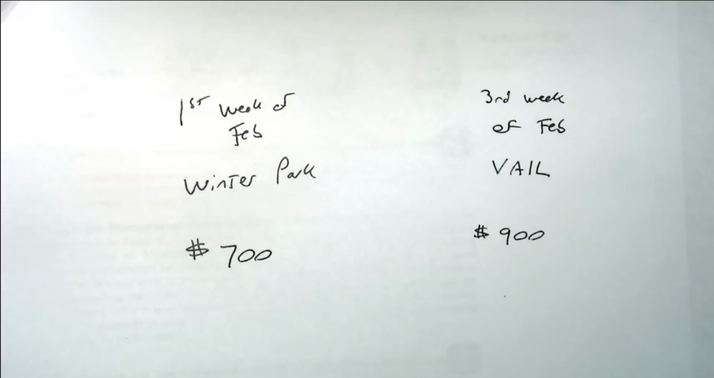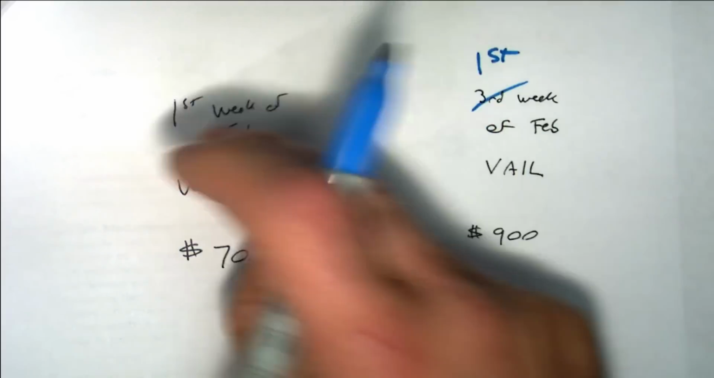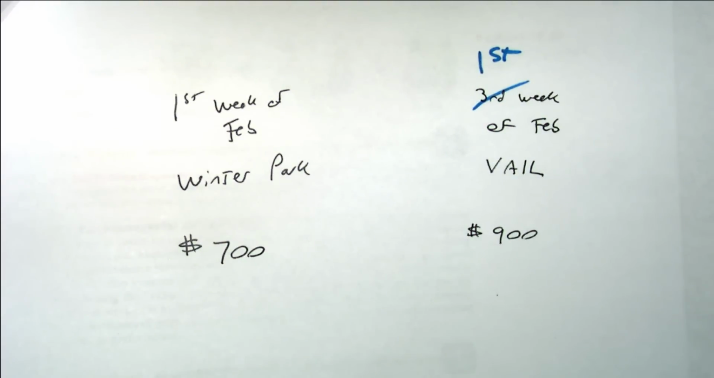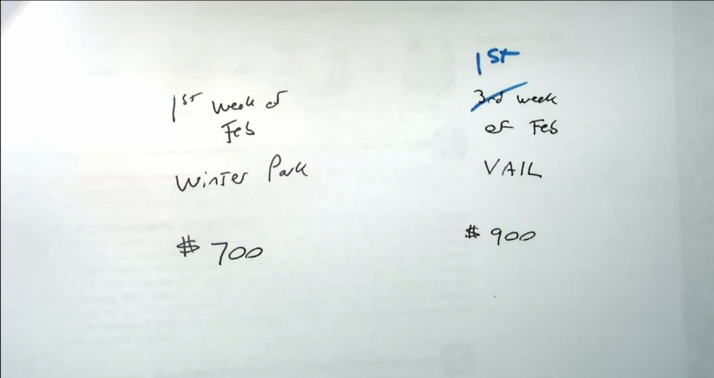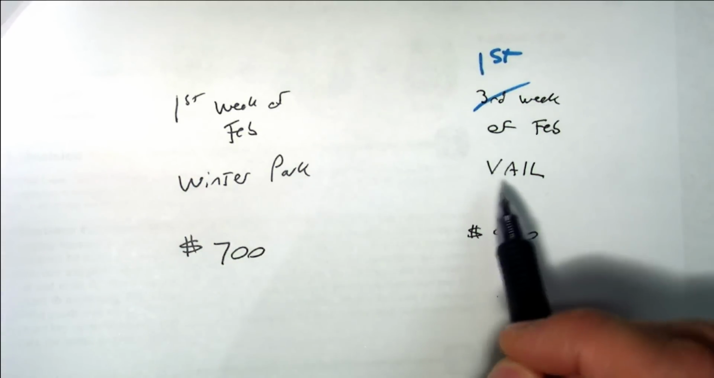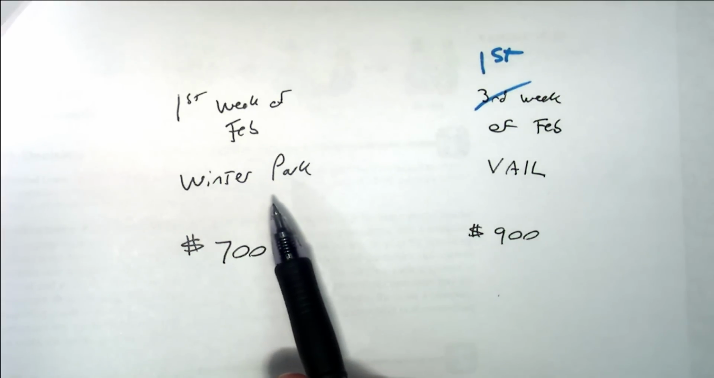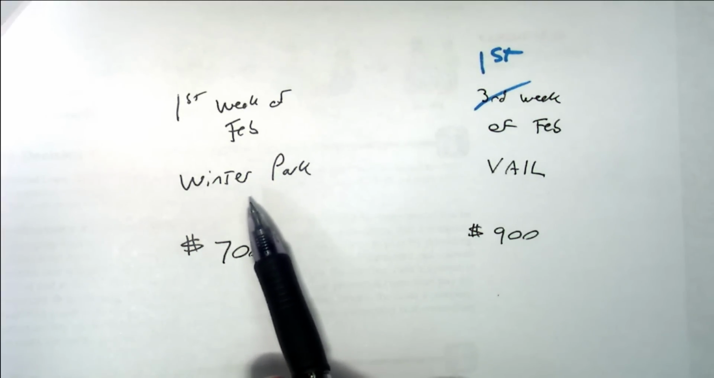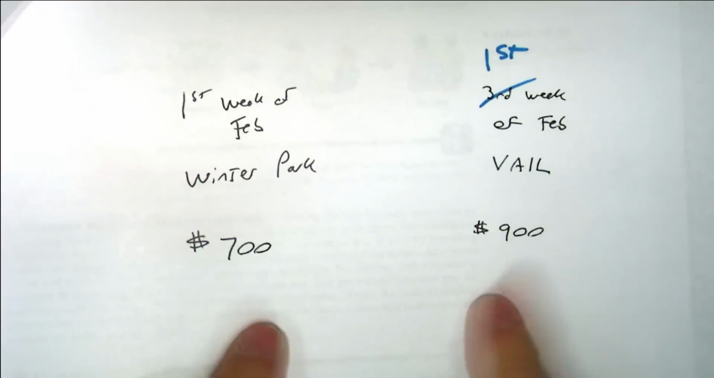But here's the catch. You made a mistake. You thought you were booking this for the third week, but you actually booked this for the same weekend as this one. Now these are far enough apart where you can only do one. Now let's say that when push comes to shove, you actually enjoy Winter Park more than Vail. You have more fun there. You like the people there. You like the ski slopes better. But you can only go to one of these places.